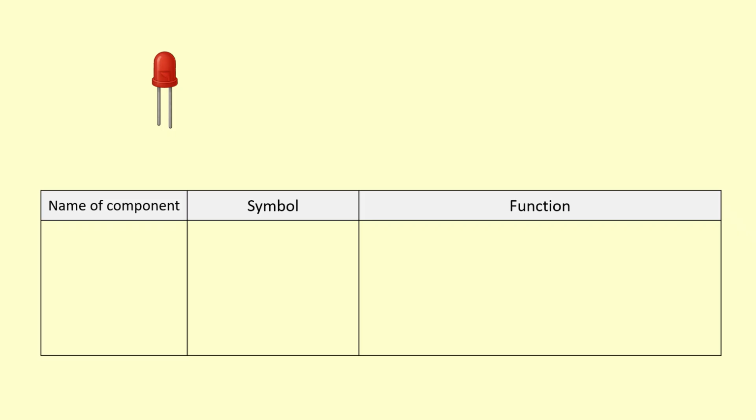So this component is an LED. LED stands for light emitting diode. So basically it's a diode, but it also emits light when it's conducting. So the symbol is the same as a diode, except there's two arrows pointing away to represent the light that's going to be emitted when it's conducting.